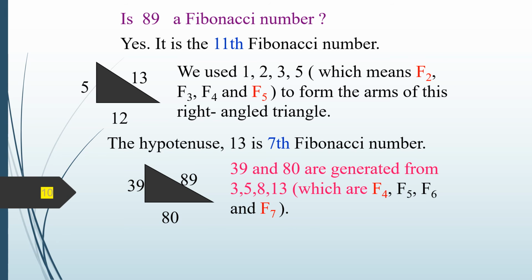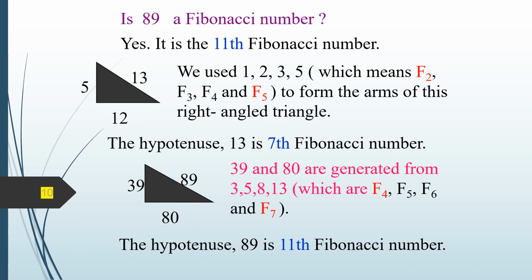We generated 39 and 80 from the 4 Fibonacci numbers 3, 5, 8, 13, Fibonacci numbers 4, 5, 6 and 7. Then we found that 89 is the hypotenuse, which is the 11th Fibonacci number. Students can find the connection now.